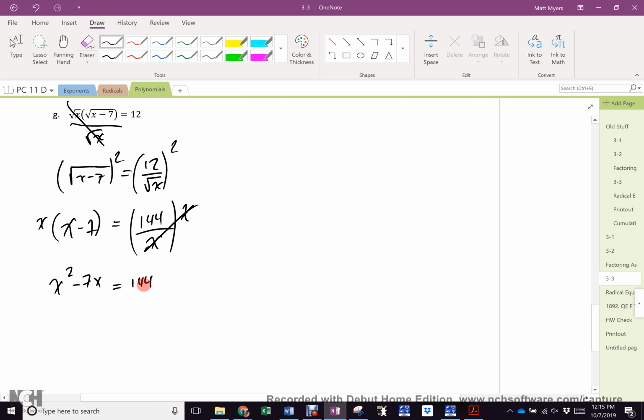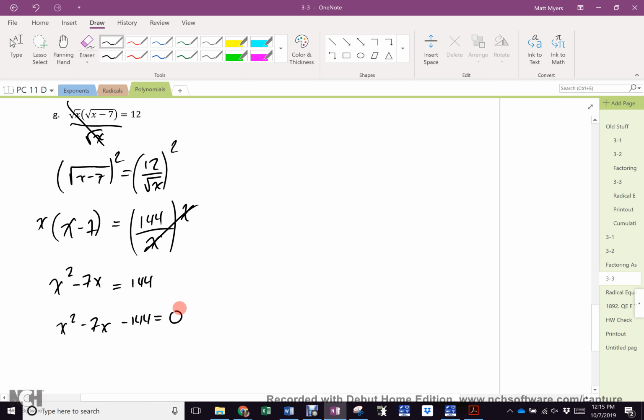What should I do with that? Minus 144 equals 0, correct? Now what do I need to do with that? Same thing I do with every trinomial I ever see in math class. Try to what? Factor. What are the factors of 144 that add to 7?